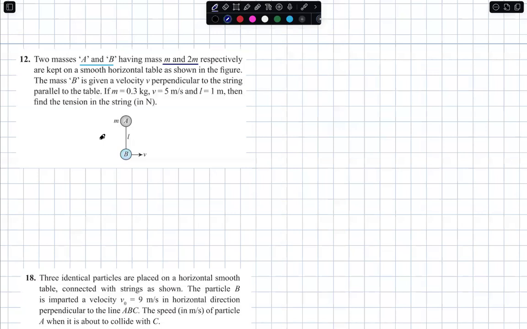First step, what I would like to suggest is: where does the center of mass of the system lie? The mass is M.